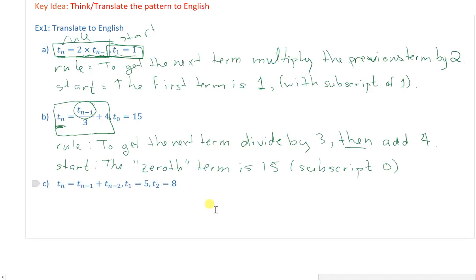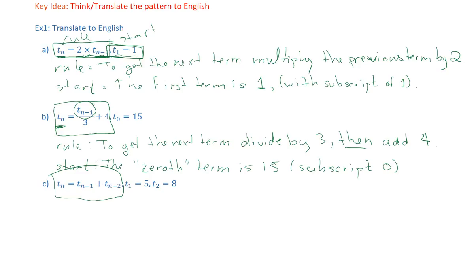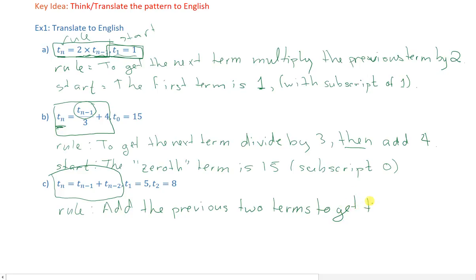I picked some numbers there, totally arbitrary, they don't have any significance. But here's my important part, my rule. Again, this is a second order difference equation because it's referring to not just the term before, but 2 terms before it. What this rule really says is add the previous 2 terms to get the next term.